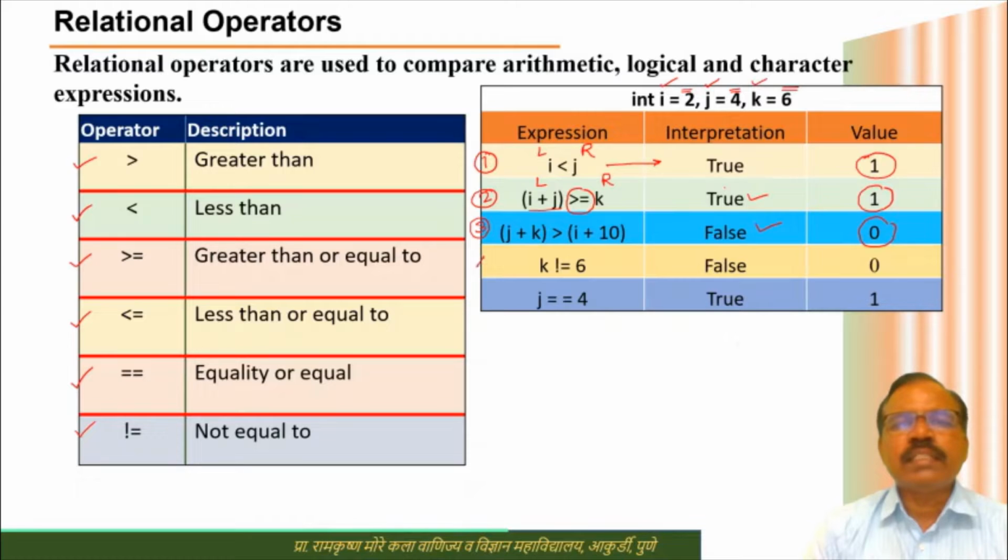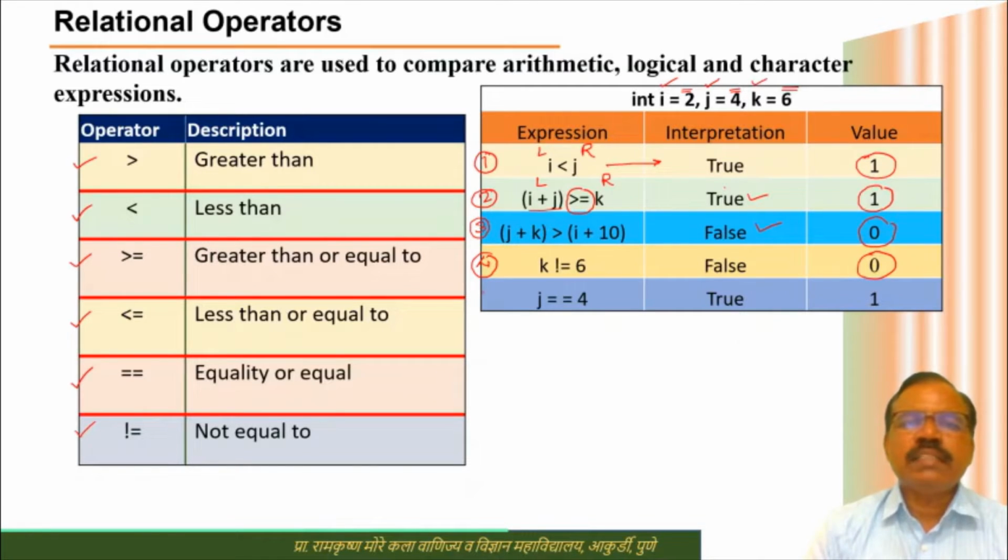Now if we go to the next expression, k not equal to 6. Now k is equal to 6 here. So k not equal to 6 is false, so it will return value 0.